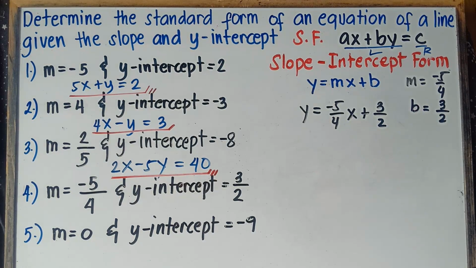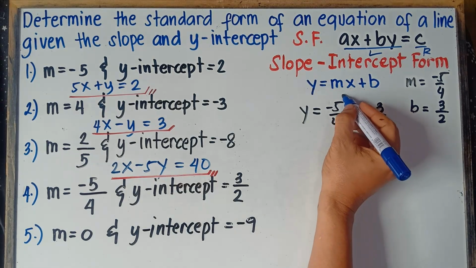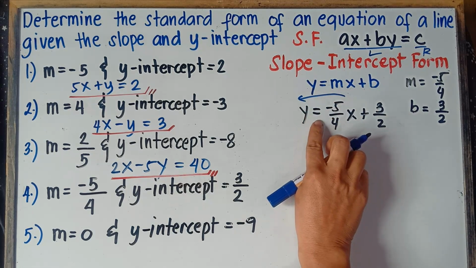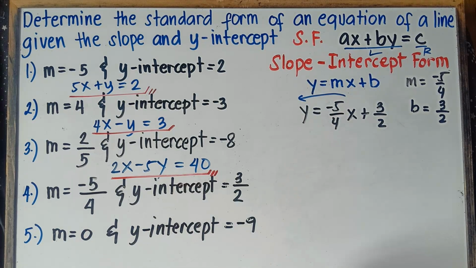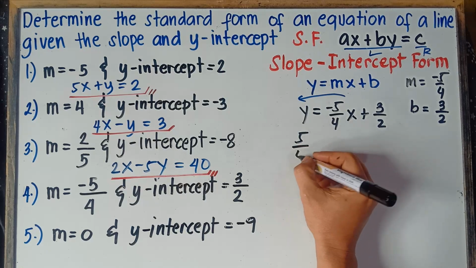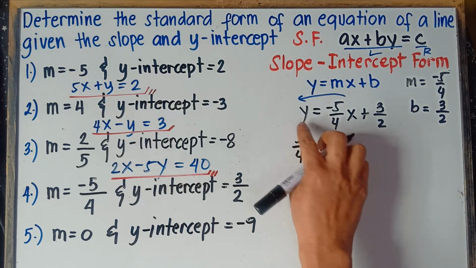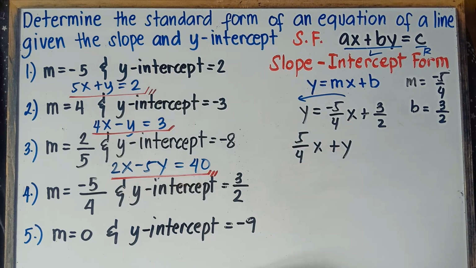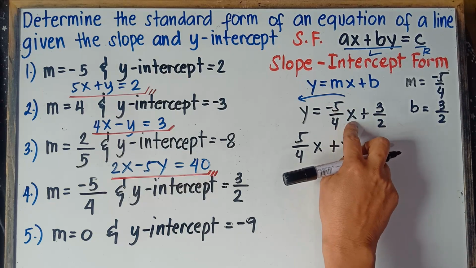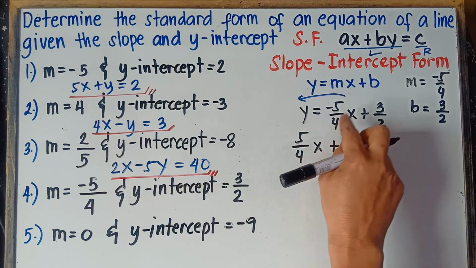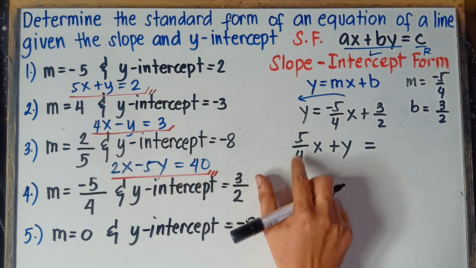Alright, so once again, we need to transpose x from right to left. Once you transfer from this equal sign, you change the sign. So this is negative 5 over 4x. It will become positive 5 over 4x. Simply copy positive y. And then copy equal sign. Once again, we transpose negative 5 over 4x from right to left, we change the sign. This is negative. It will become positive 5 over 4x.